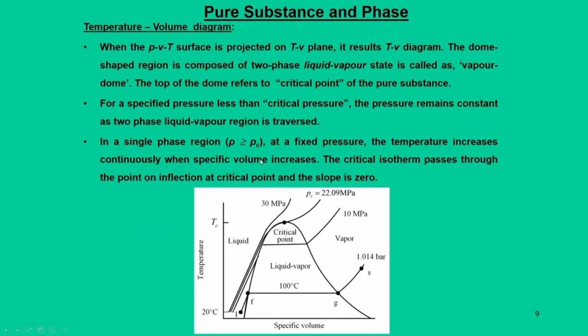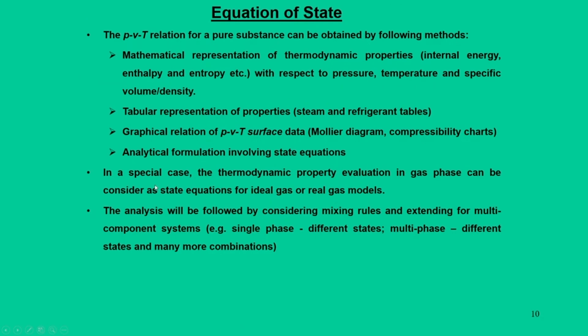In a similar line, we also frame the temperature volume diagram when the PVT surface is projected on the temperature volume plane. Here also we define the critical point, critical pressure, critical temperature. The same logic applies here in a single phase region. When pressure is higher than the critical pressure, the temperature increases continuously when the specific volume increases. The critical isotherm also passes through the point of inflection, that is at this point, and the slope is 0. Now, having said this, we will move on to the equation of state.